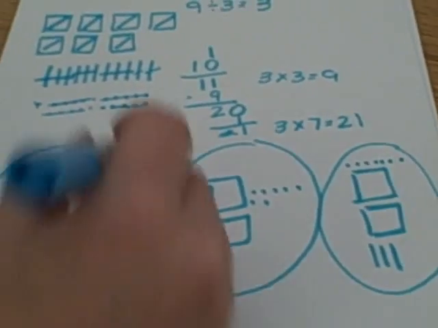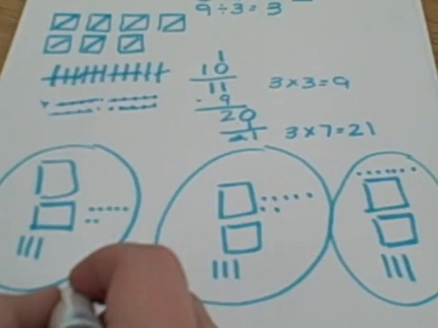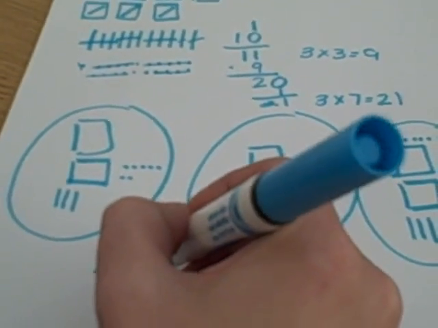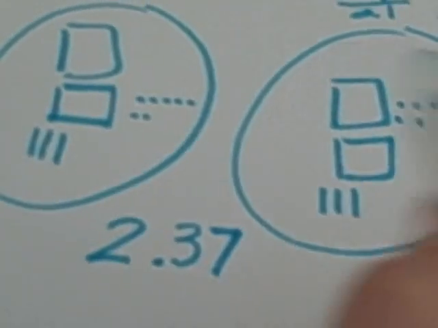I still have to look at one of my groups and count how many I have in each group. I have 2 wholes. I have 3 tenths or rods. And I have 7 hundredths or units. So my answer is 2 and 37 hundredths.